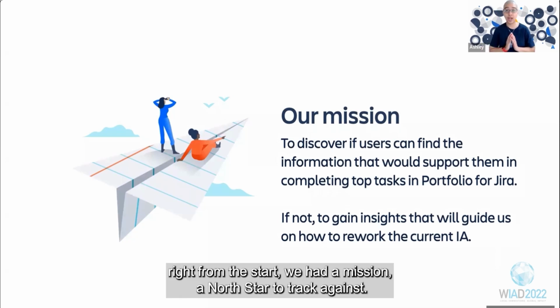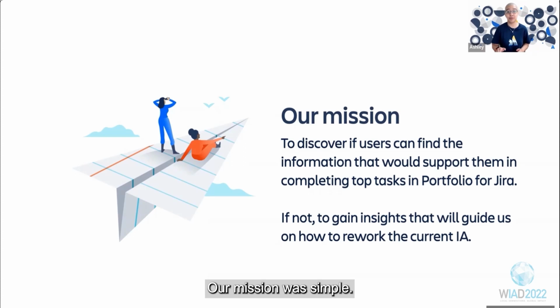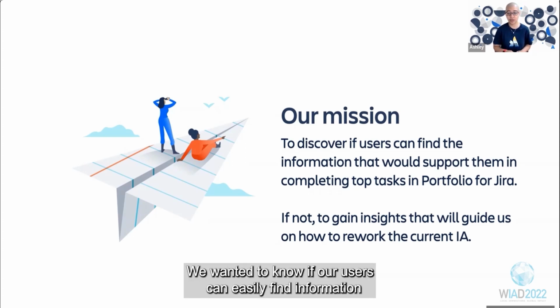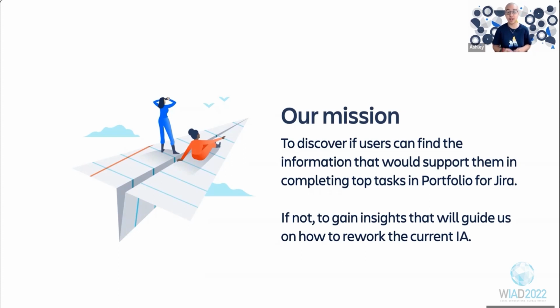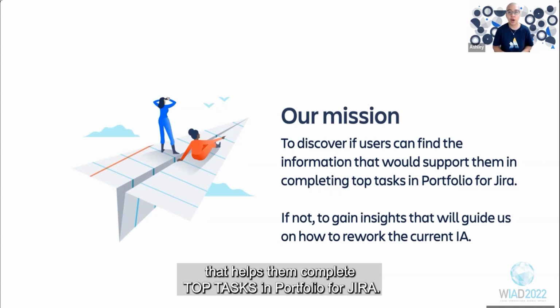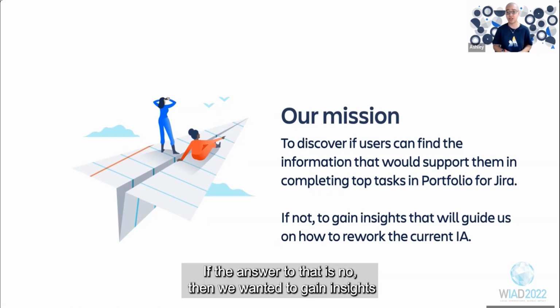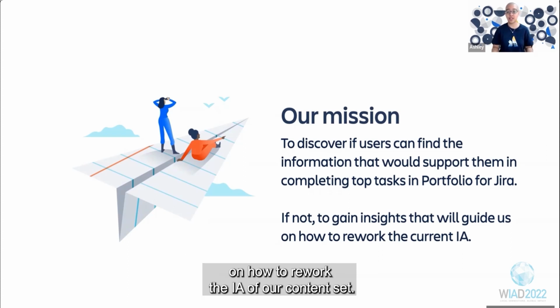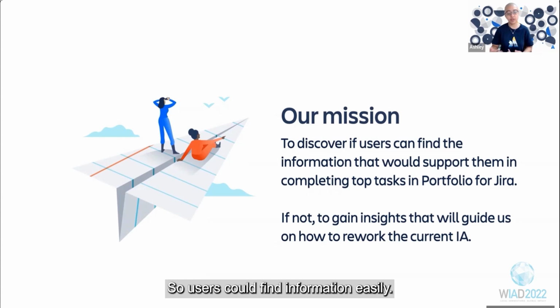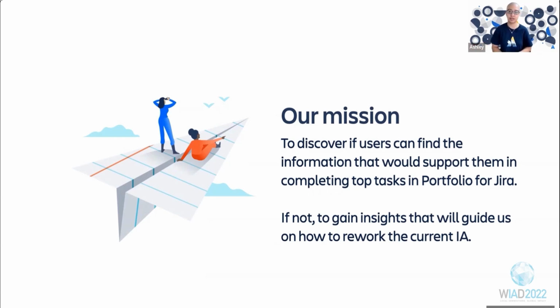Right from the start, we had a mission, a North Star to track against. Our mission was simple. We wanted to know if our users can easily find information that helps them complete top tasks in Portfolio for Jira. If the answer to that is no, then we wanted to gain insights on how to rework the IA of our content set so users can find information easily.